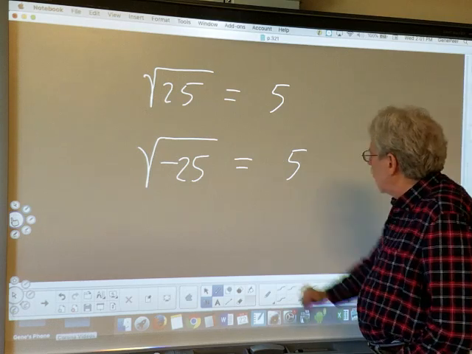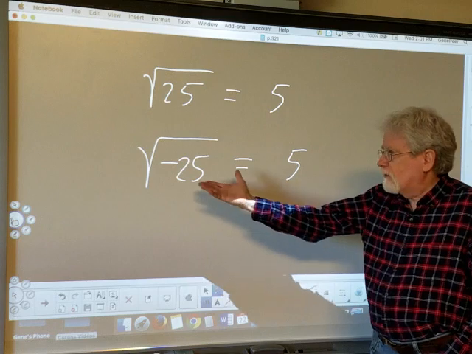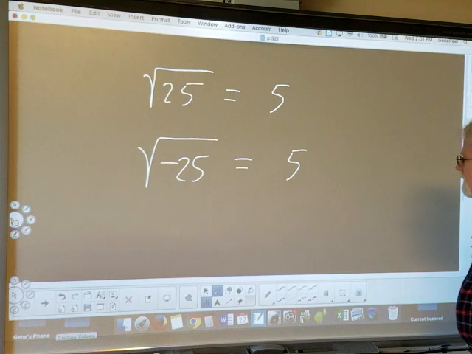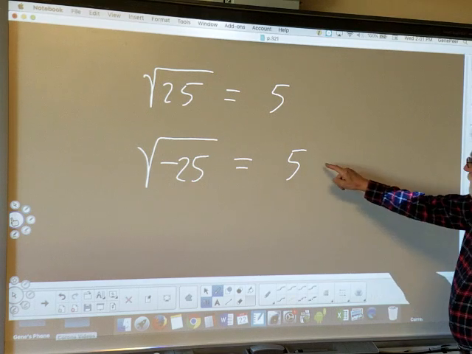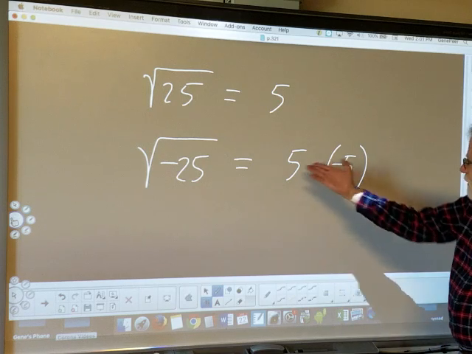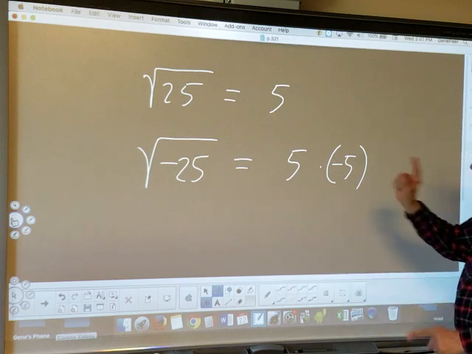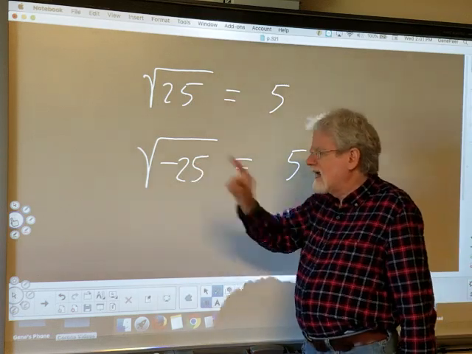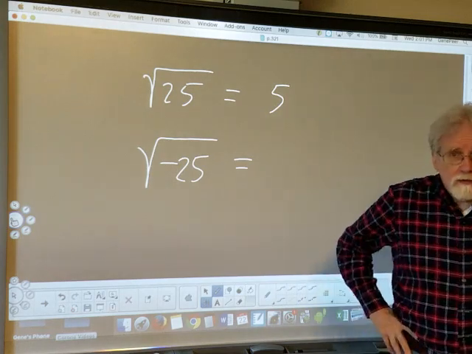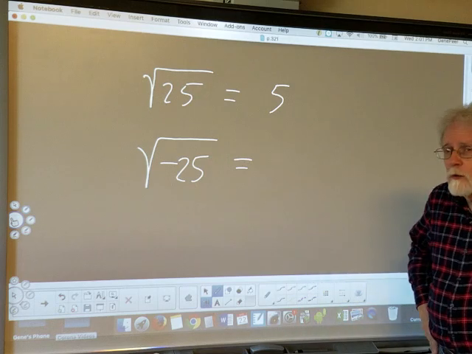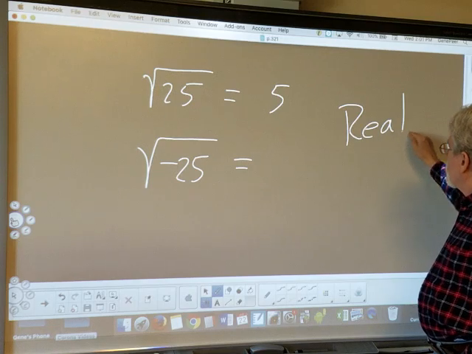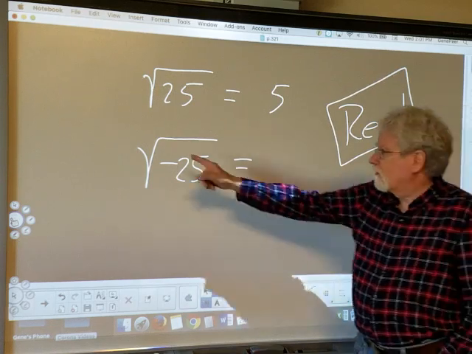Oh, well then it must be positive 5. No, because 5 squared is not negative 25. Oh, I know. It's got to be 5 times negative 5. Wait a minute. That's not how square roots work. These numbers have to be the same. What number, when multiplied by itself, will give negative 25? Well, I can't think of anything. You know why you can't think of anything? Why not? Because there's no such number. In the real number world, there is no such thing as the square root of a negative.